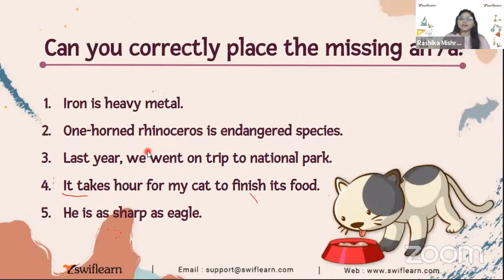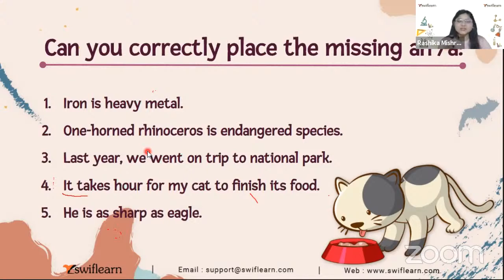Iron is a heavy metal. Now quickly check the comment box. Right, iron is a heavy metal. Why? Because when we pronounce the word heavy, it sounds like it starts with H, right? And H is a consonant. That is why we have used a here.